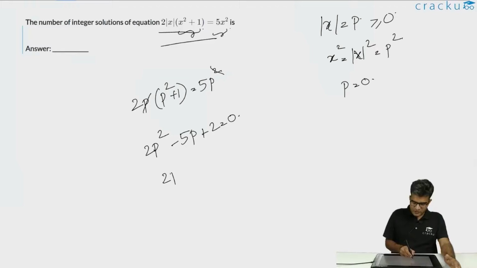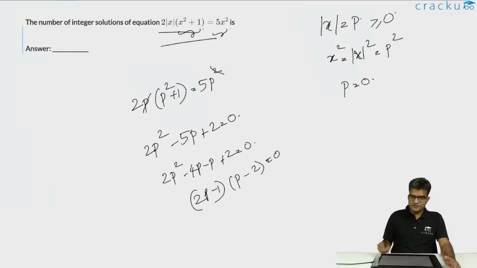This can be simplified to equal 2p square minus 4p minus p plus 2 is equal to 0. This is (2p minus 1) into (p minus 2) is equal to 0. So the value of p is either equal to 1 by 2 or it is equal to 2. But what is p? P is equal to modulus of x.